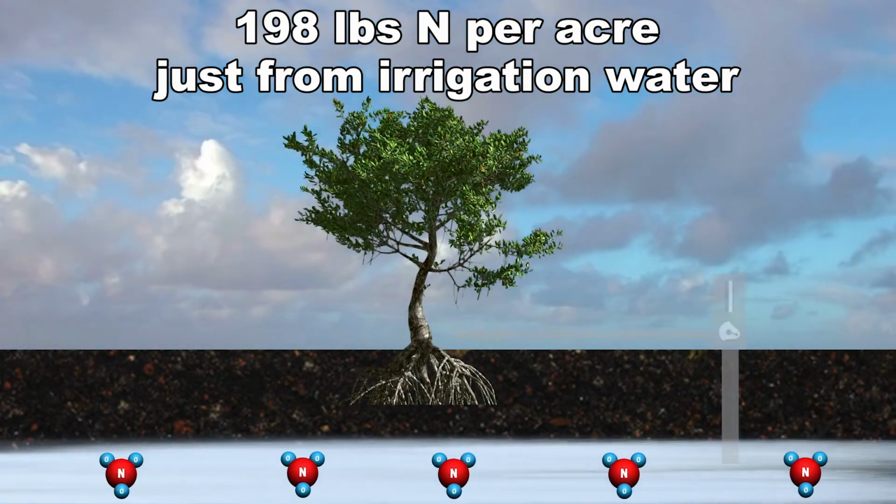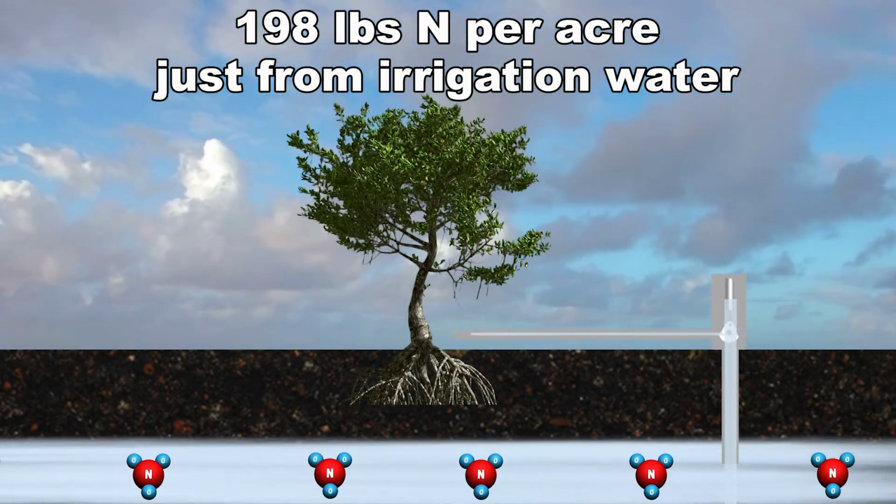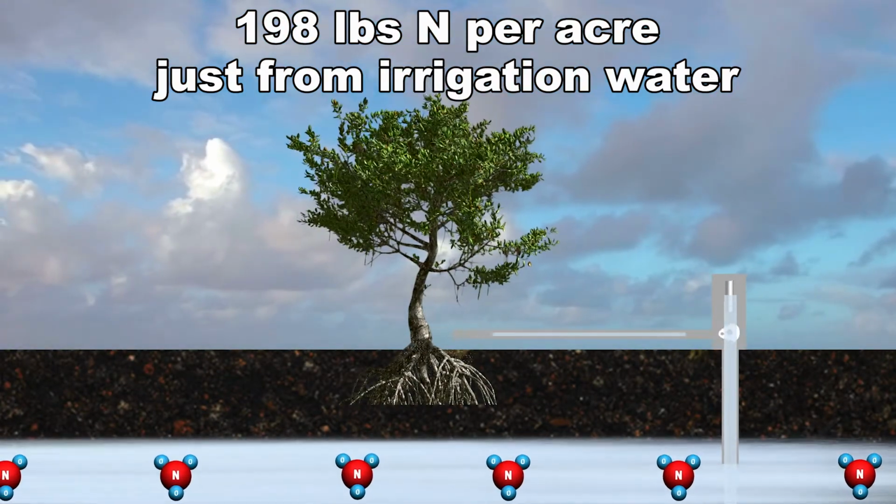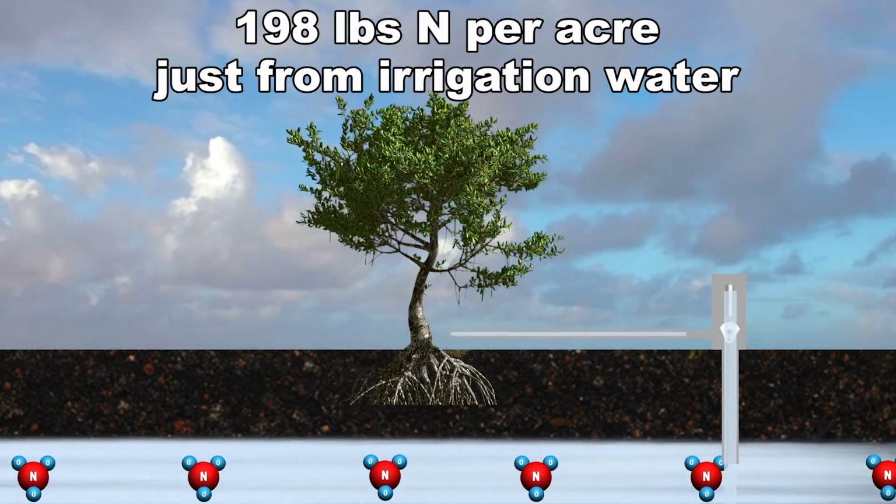Think of it this way, that's 198 pounds of free nitrogen applied to your crop. Better yet, you are helping clean up the groundwater aquifer. Some of the nitrogen that isn't used by the tree can cycle in the soil, but generally, any excess nitrate is susceptible to leaching into groundwater.